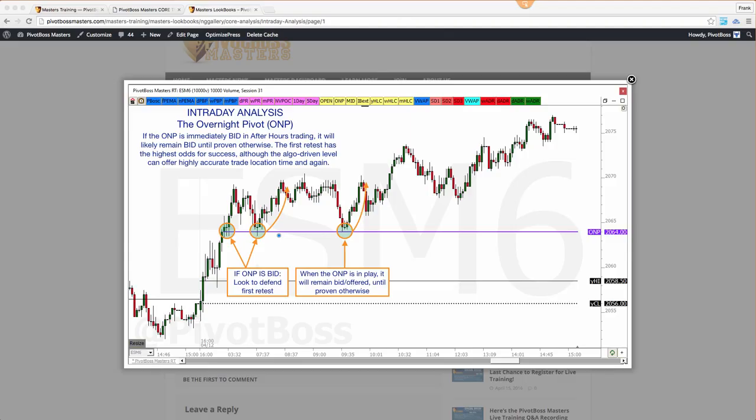Because again, what I'm trying to do, and we throw a lot of information at you here, lots of different ways to enter a market, lots of different key levels to pay attention to. But the goal is always the same. It's every pivot is basically the same type of price level, and just know how to engage it when price approaches it. When a given price level is bid, you look to defend it. It remains bid until proven otherwise.